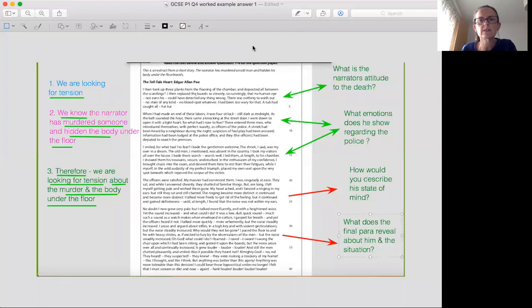Hi everybody, this is part 2 of your lesson for question 4, paper 1, AO4. How successfully does the writer achieve tension in the text?